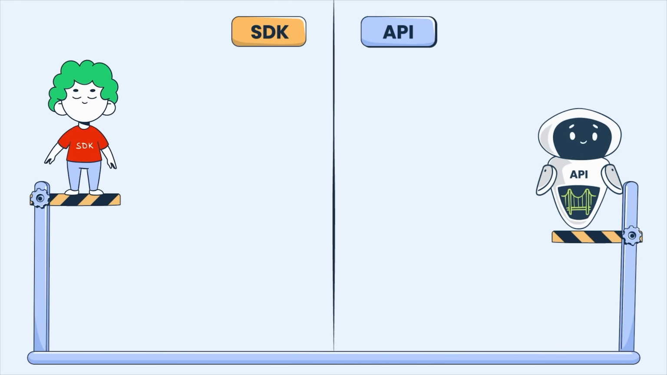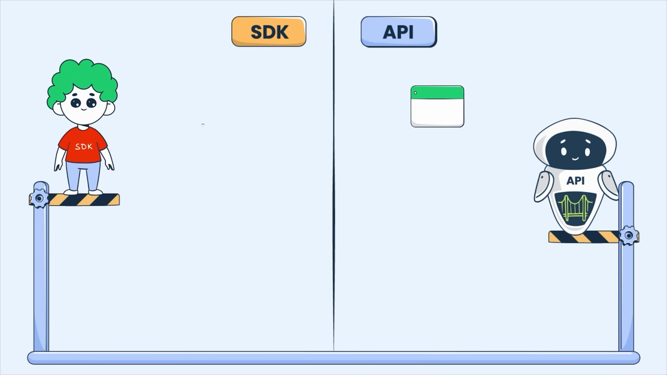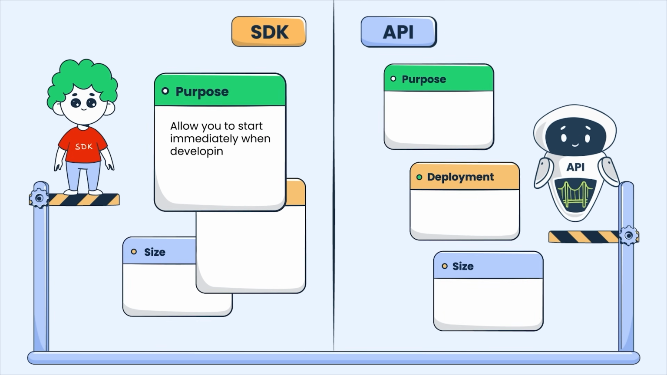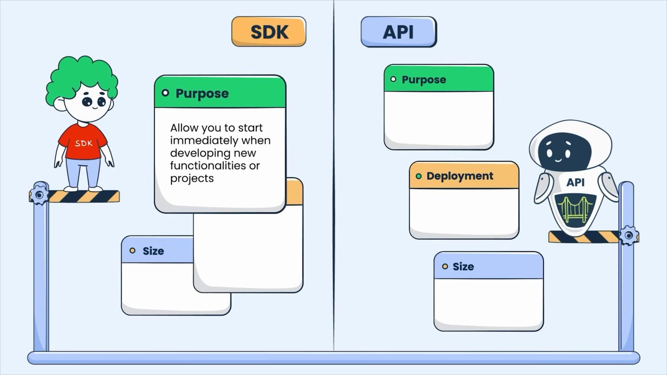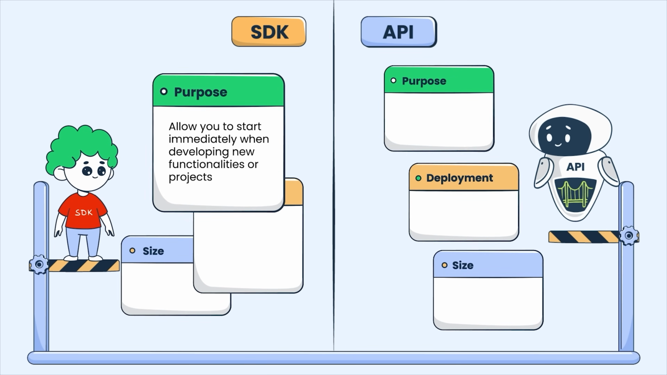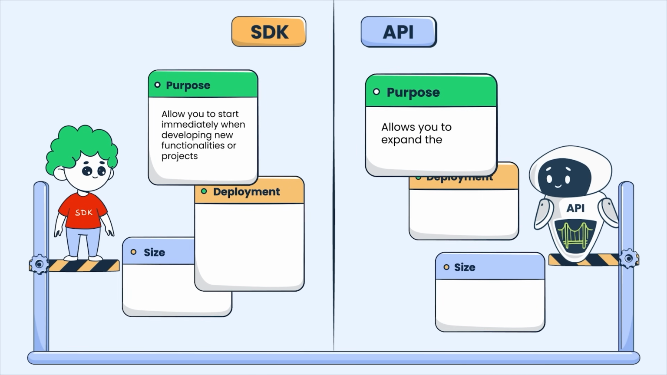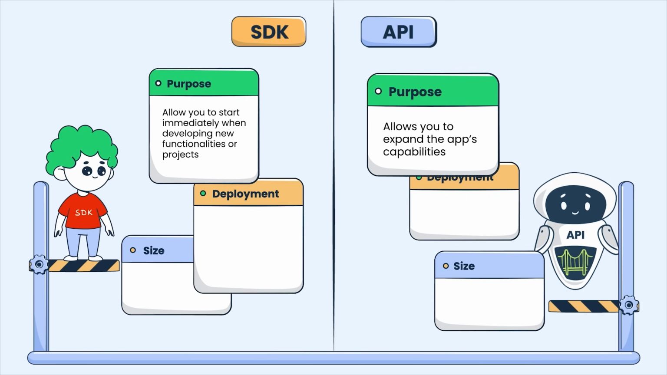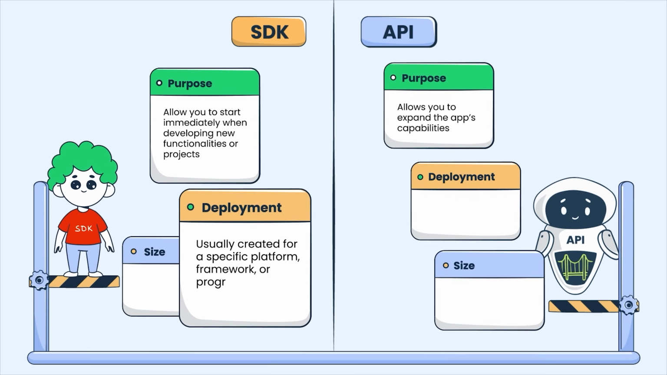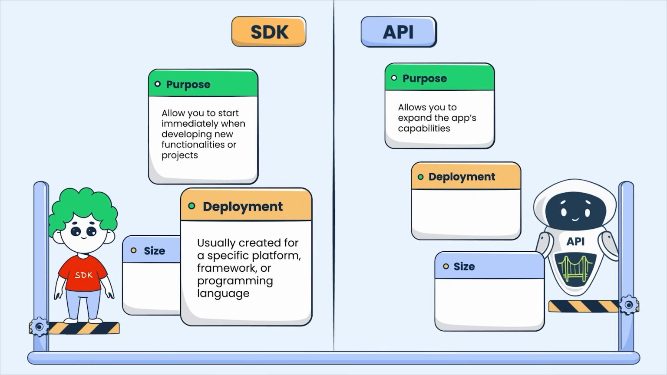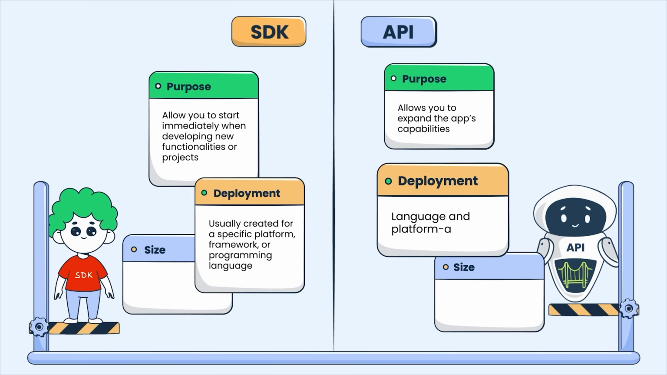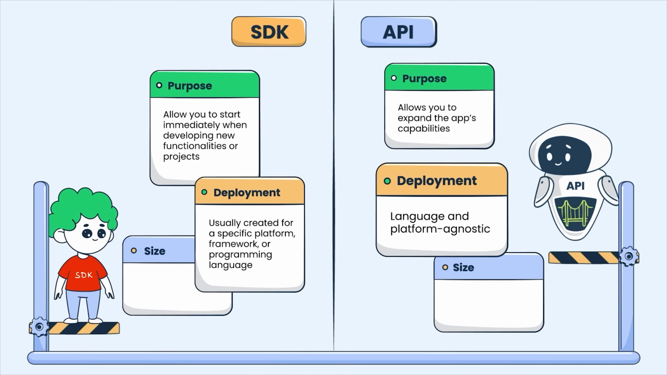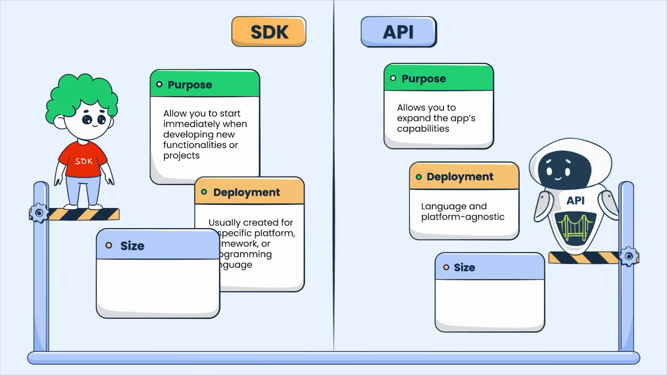Apart from the technical differences, SDK and REST API differ in terms of purpose, deployment, and size. SDKs allow you to get started immediately when you work on new software development projects, or want to enable new functionality, while REST APIs allow you to expand the app's capabilities by enabling communication with other services. SDKs are usually created for a specific platform, framework, or programming language, while REST APIs are language and platform agnostic and can be used with any platform or programming language that can make HTTP requests.